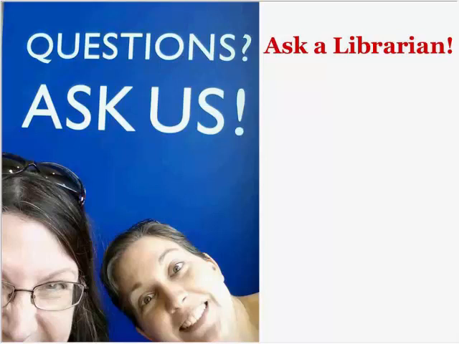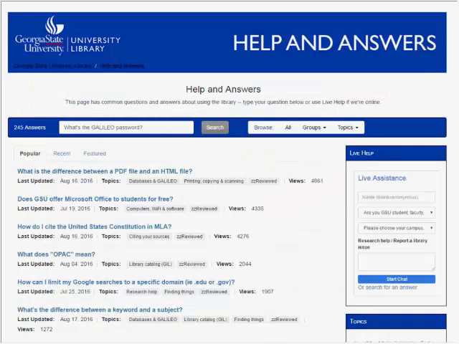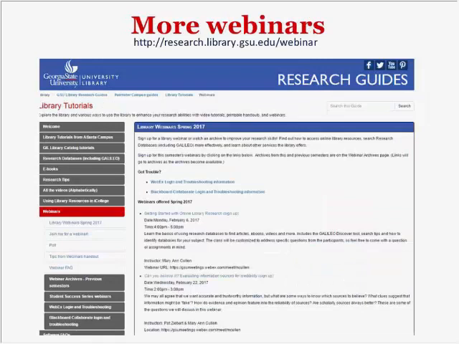So you can also ask us, and it's not that we know everything, but we can help you track down some additional information to fact check if you are really curious. You can contact us through Ask a Librarian, or we have a search for answers down here that will take you to our help and answers page that will give you some research tips. The research guides, like the one that I showed you, are accessible from the library homepage on the Research Guides tab. And we have more webinars. One of the research guides is about the webinars. We have more webinars, and the archive for this webinar will be on this page within 24 hours, probably within an hour after this webinar ends.